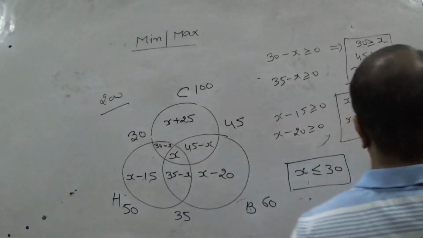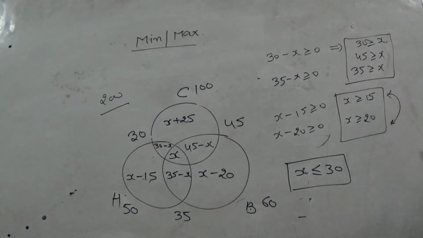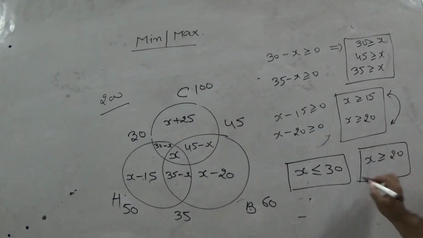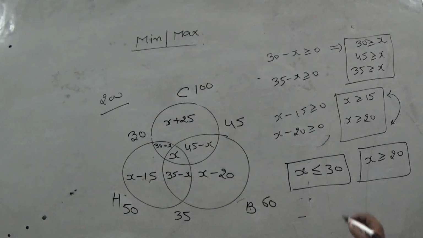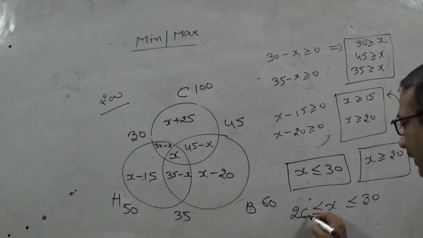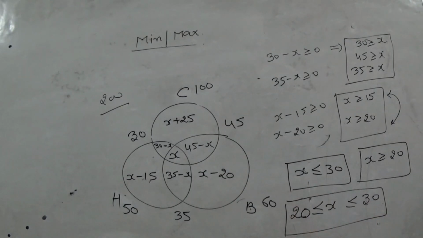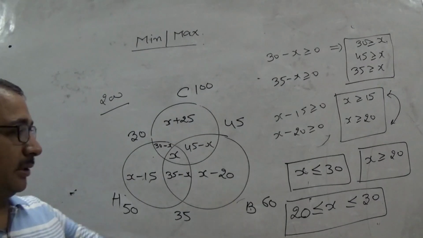Similarly, here if I have to take a common interval, it says x is more than or equal to 15, x is more than or equal to 20. It means x is more than or equal to 20. So two conditions we have got. One thing we can say x is less than or equal to 30, and second thing we can say x is more than or equal to 20. That means the value of x lies between 30 and 20. It means the maximum value of the students playing all the three games will be 30, and the minimum value of the students playing all the three games will be 20, right?